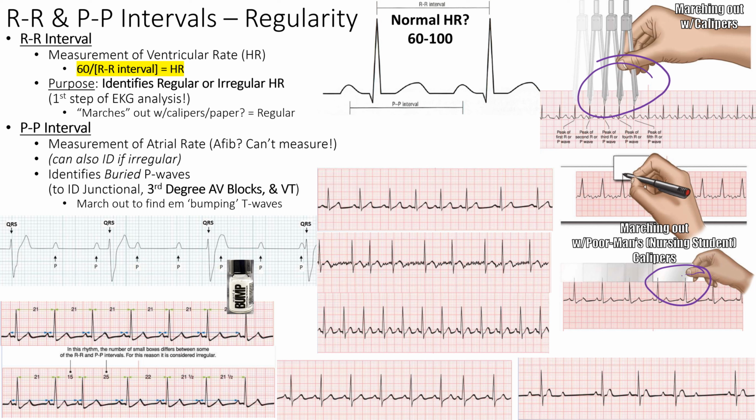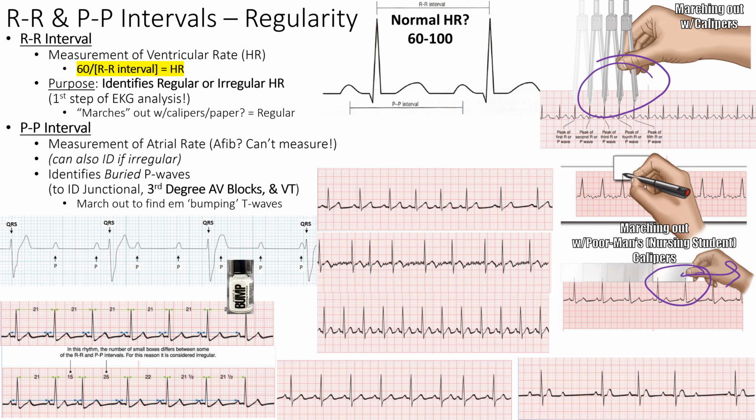You just measure the R to R and slide your paper to the side and see if they march out, see if they are equal, right? If they're not equal, that means the R to R intervals are different, therefore I have an irregular rhythm, right? So who's the poor man? That's us, all right? So what else?